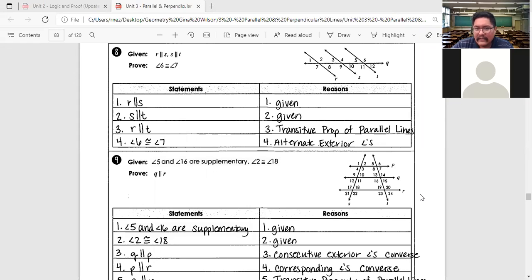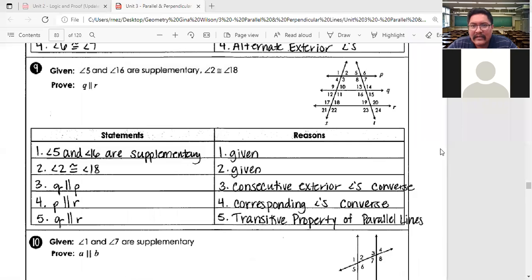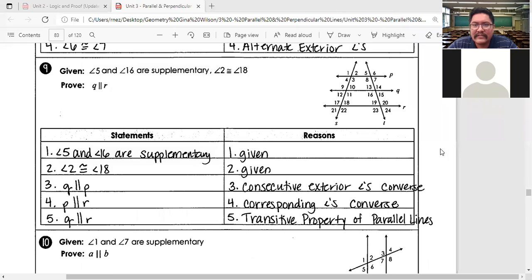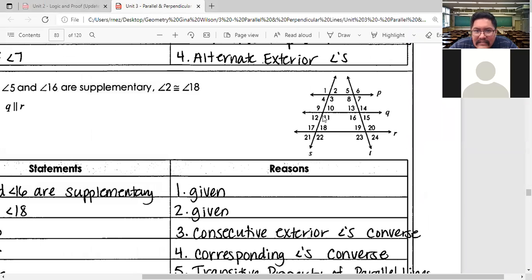Okay, that one was a pretty easy one. I gave you some time, so I'm going to move away from that one and move to this one here. Given that 5 and 16 are supplementary. Looks like we've got a lot going on in this one. I'm not sure how your graphics are on your side, so I'm going to zoom in a little bit more here.